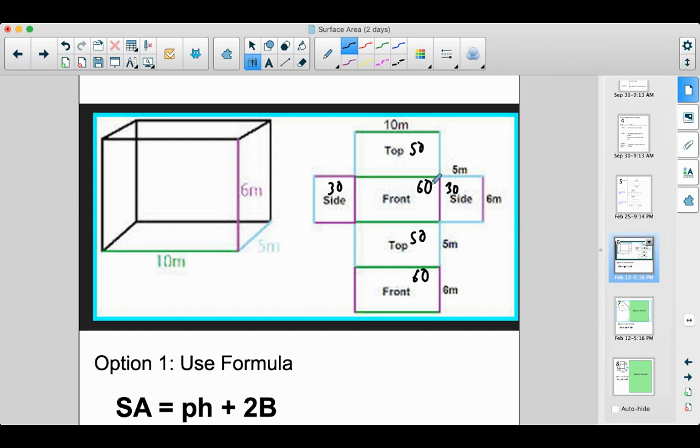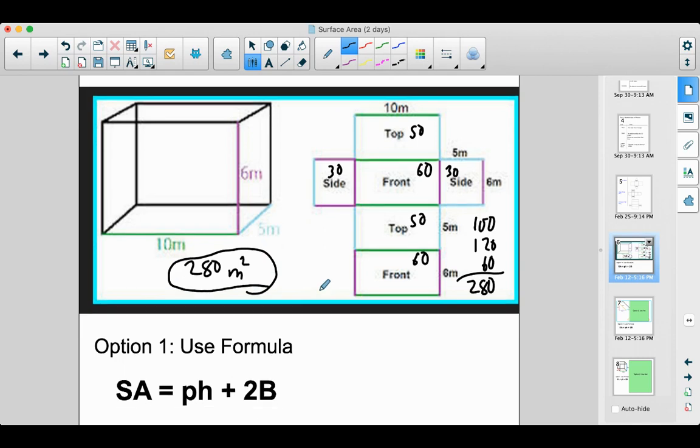So if I add those together, 50 plus 50 plus 60 plus 60 plus 30 plus 30. Well, 50 plus 50 is 100. 60 plus 60 is 120. 30 plus 30 is 60. If I add all those together, I get 280. So the surface area, or the area of the entire surface of this shape, is 280 meters squared.